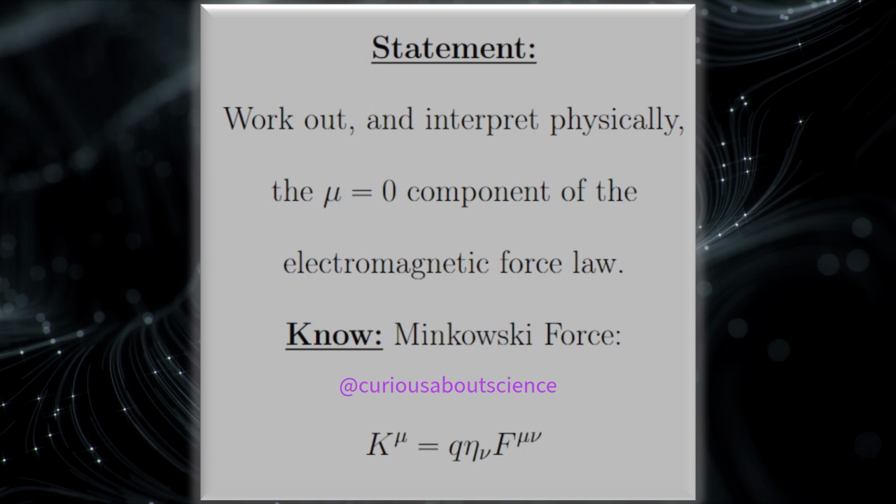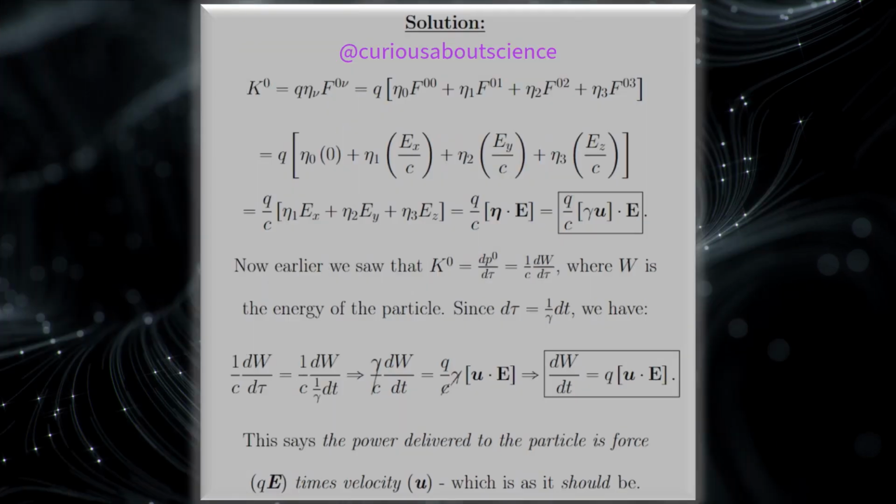The statement is, work out and interpret physically the μ=0 component of the electromagnetic force law. What we know about this is that the Minkowski force is K^μ = q η_ν F^μν. So let's see how to deal with this and take it step by step. All right, first and foremost, we're interested in what is the zeroth component.